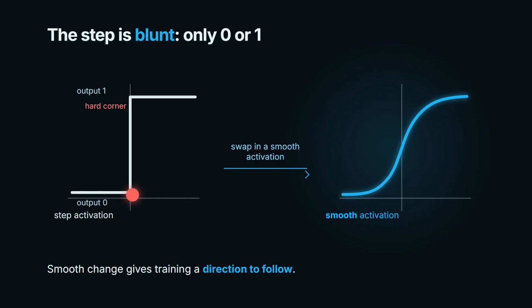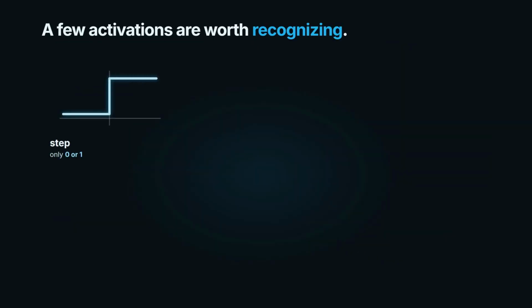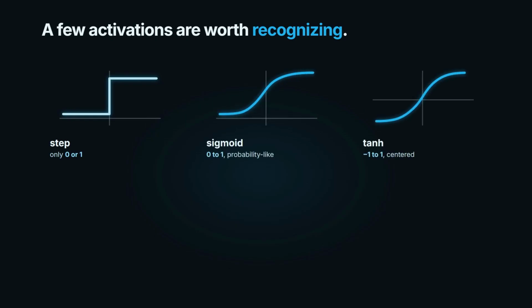A few are worth recognizing. The sigmoid squashes anything into a smooth S-curve between 0 and 1, which reads naturally as a probability. Tanh is its cousin, between -1 and 1. The linear activation does nothing at all, returning the input unchanged, which is what you want when a neuron should predict a number instead of a class.